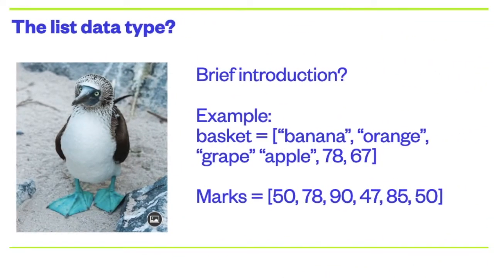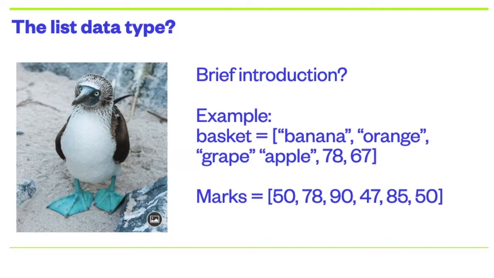Now, what is the list data type? The list is like a container, and in this container you have arbitrary elements or items that are in a sequential order. These items are separated by commas and they are enclosed in square brackets. That's the basic definition that you can have for a list. Let's look at an example.